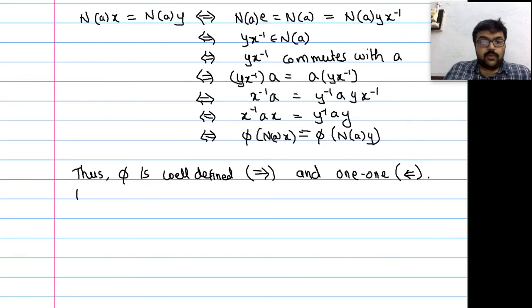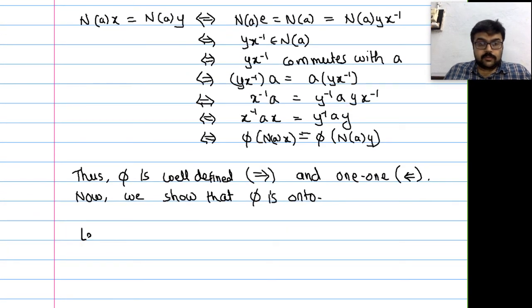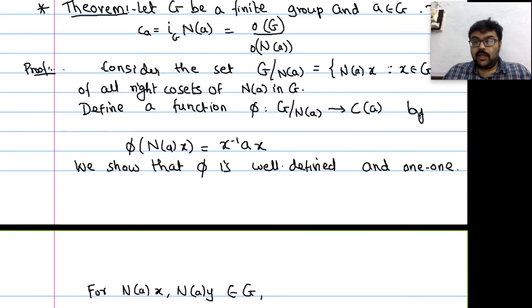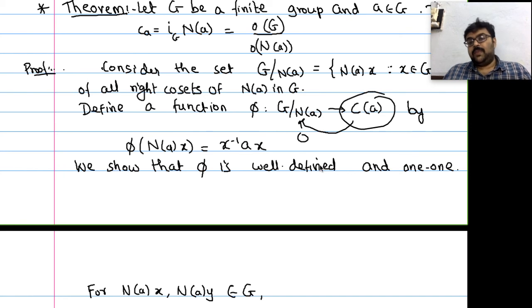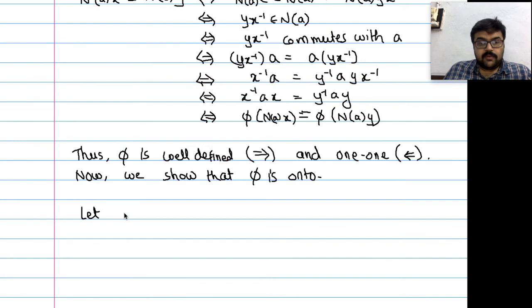So now we show that phi is onto. How do we show onto? For onto we have to take an element here, and then we have to find an element which is mapped to this by phi. So start with an element in CA, a conjugate of A. As soon as you pick a conjugate of A, you are through. So let y belong to CA. But what does a conjugate of A look like? Then y equals x inverse AX for some x in G.